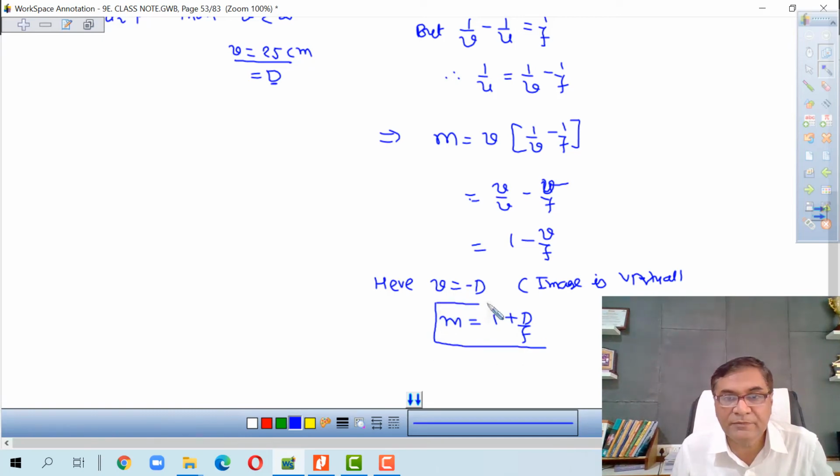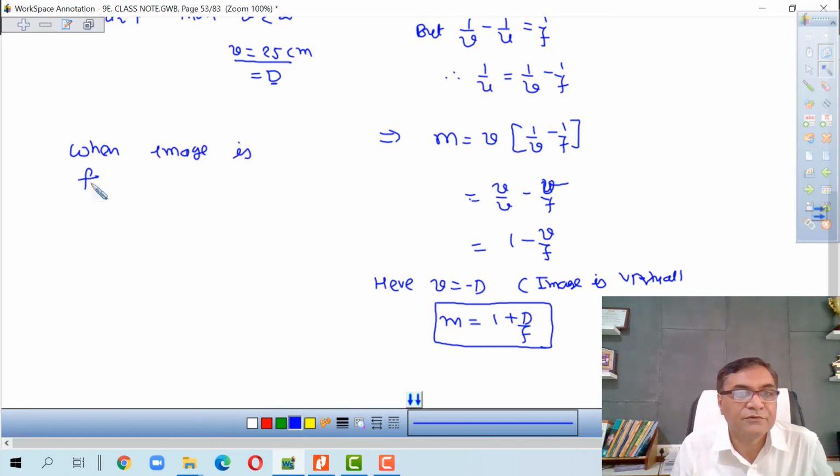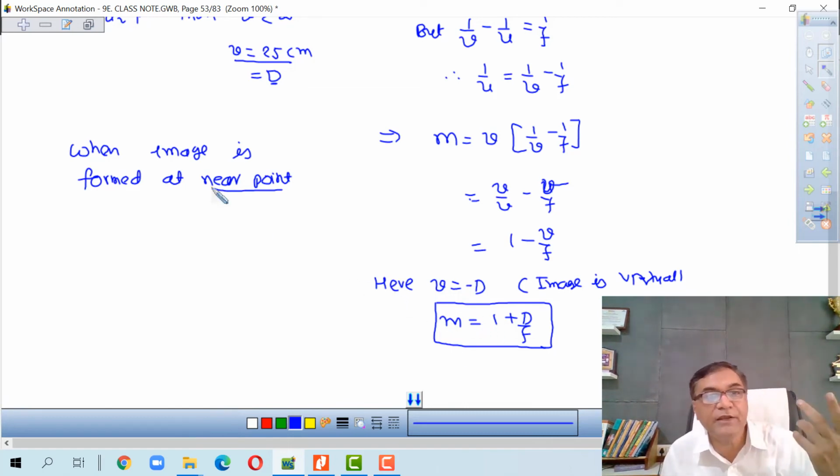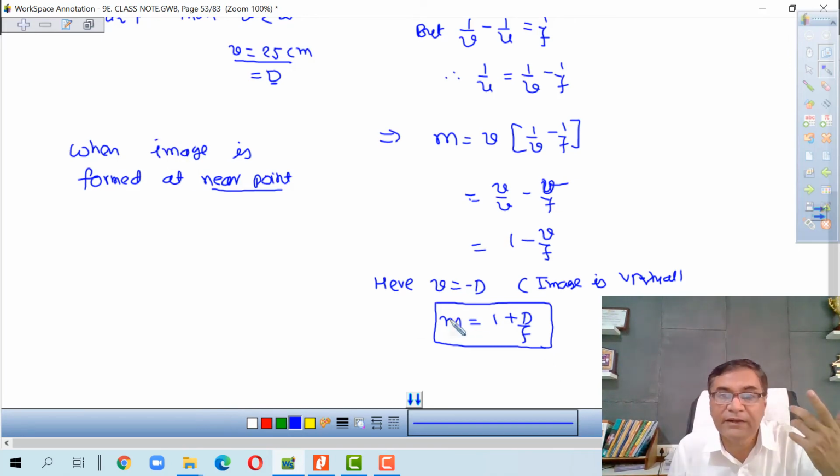આ ક્યારે use કરવાનું? When image is formed at near point distance. At near point. તો મારે આ મેગ્નિફિકેશન ફોર્મ્યુલા વાપરવાની છે 1 plus D upon F. પણ જો હું ઇમેજને ઇન્ફાઇનાઇટ ફોર્મ કરું તો અમારી ફોર્મ્યુલા બદલાઈ જવાની છે અને એનું આપણે ડેરિવેશન હવે કરવાનું છે.